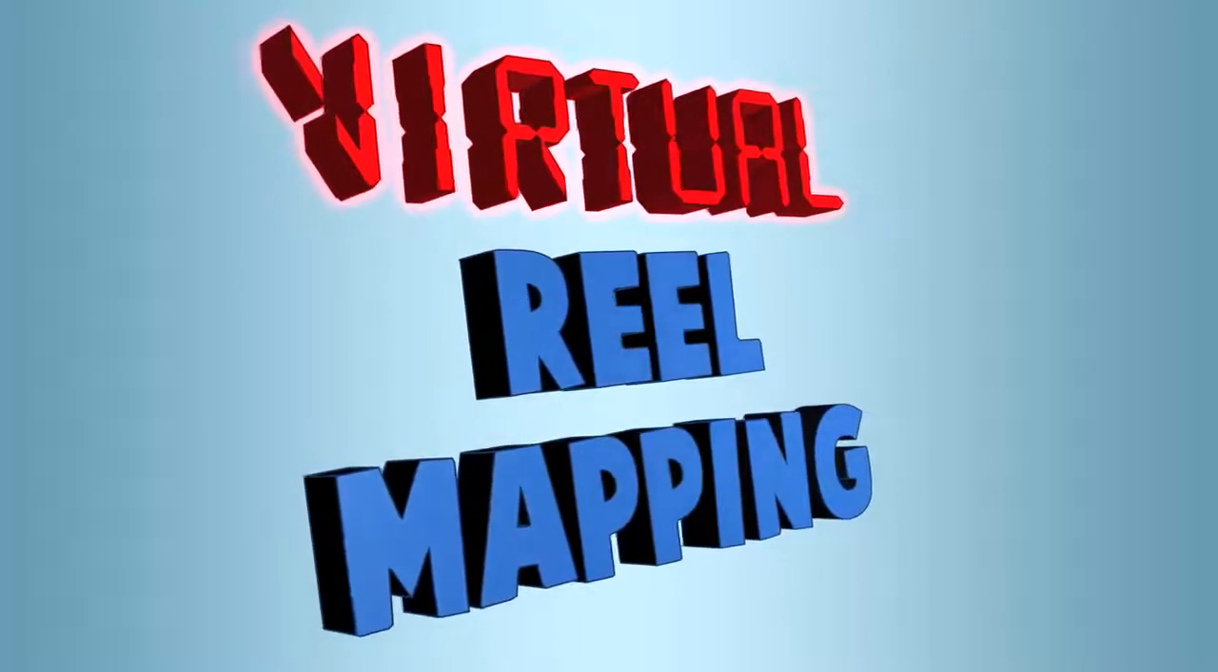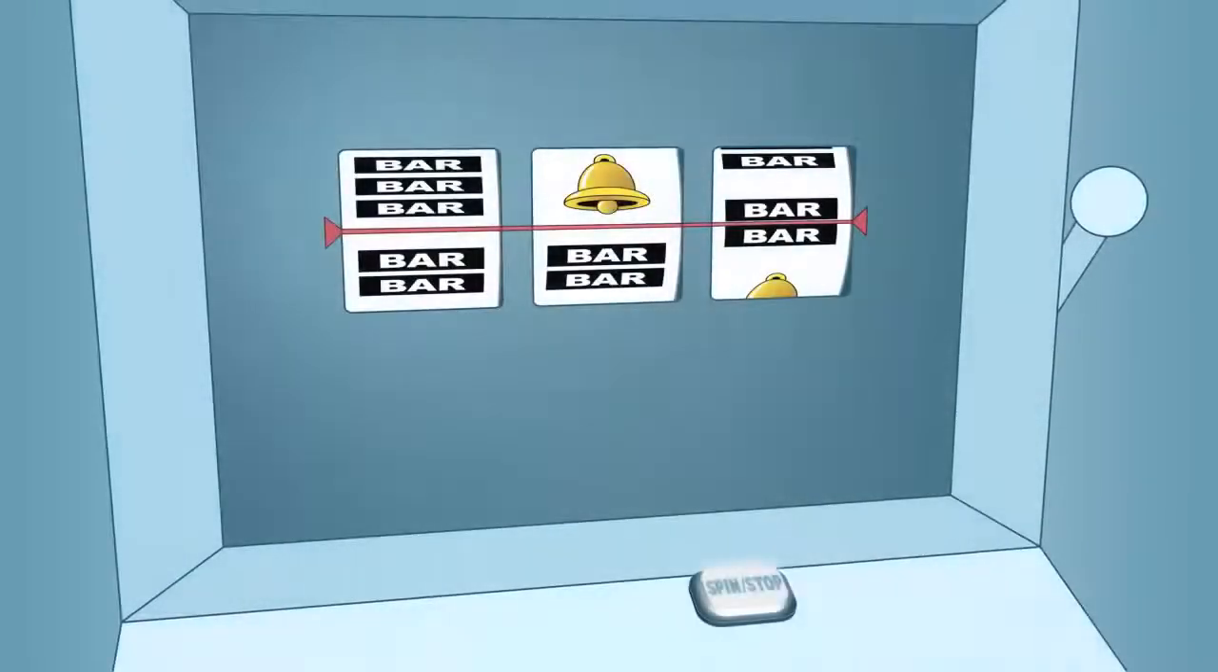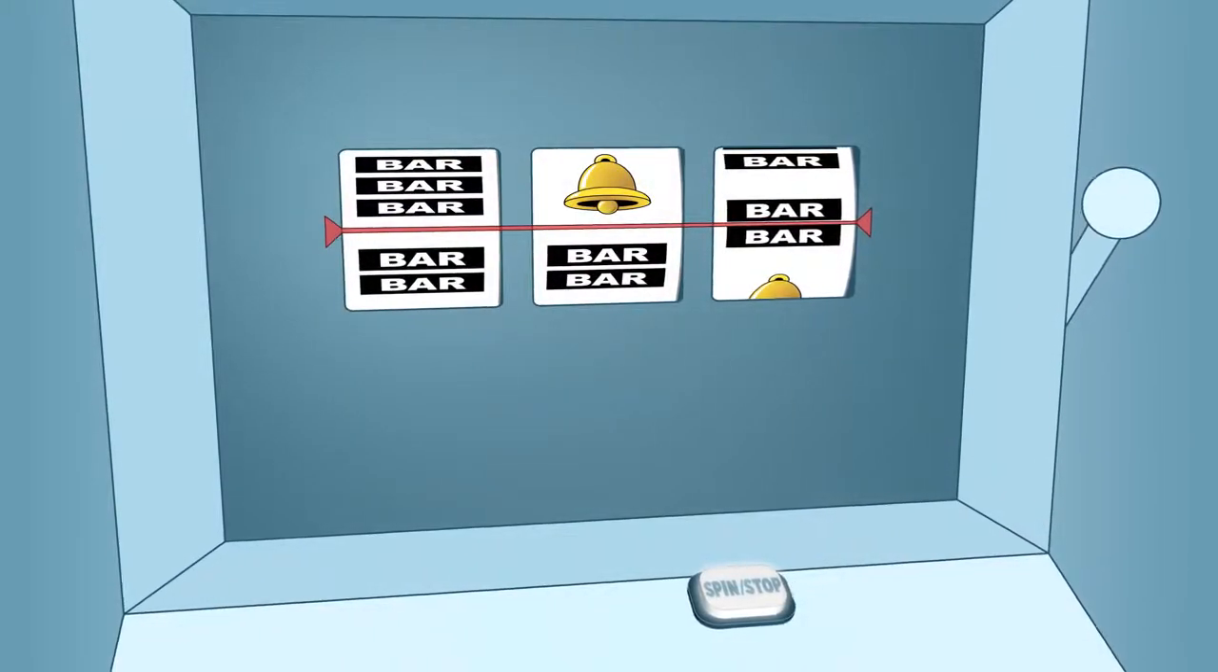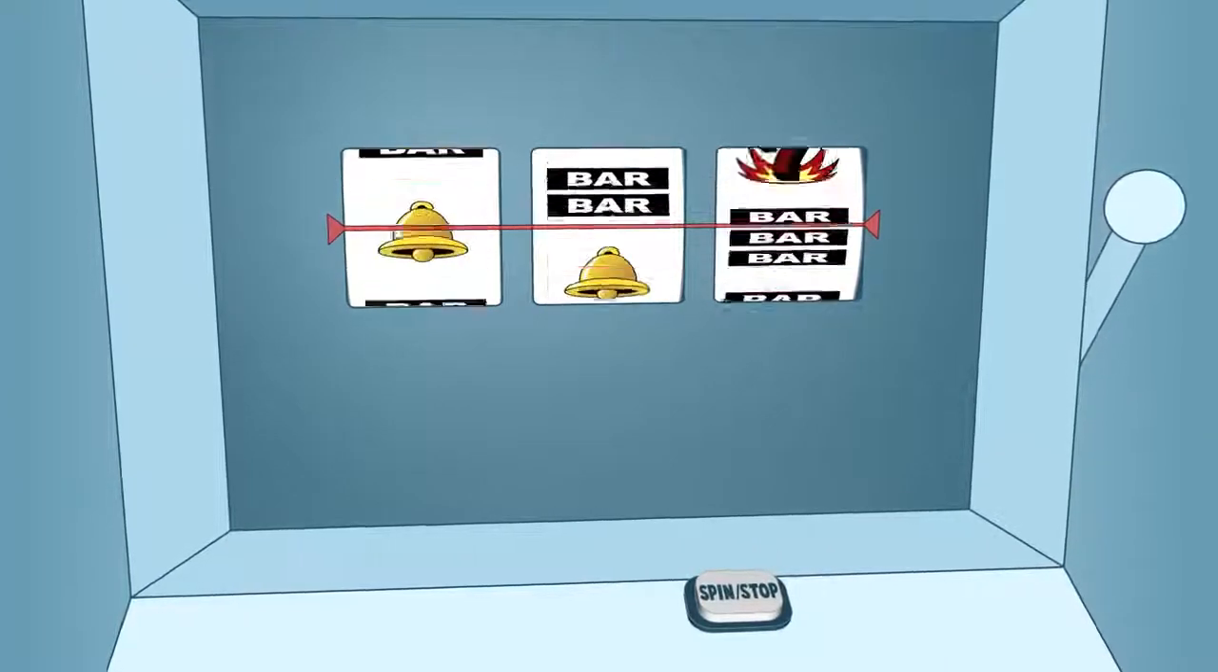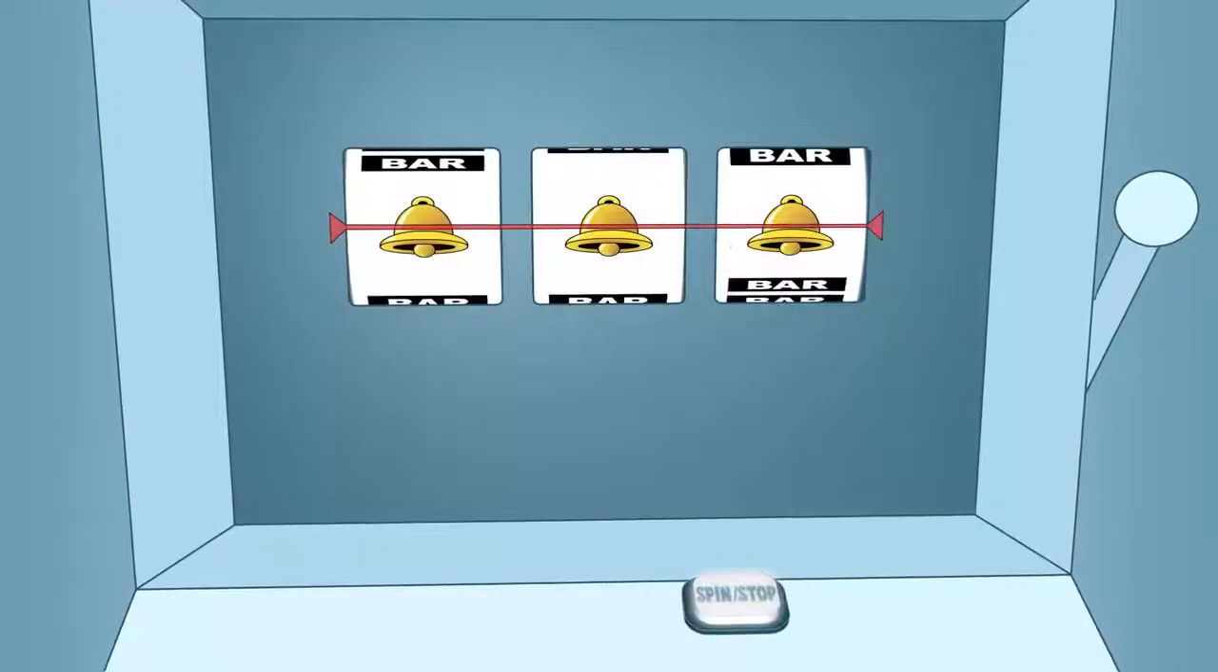Virtual reel mapping. Mechanical reel slot machines have physical reels that spin. The simplest of these games has only one pay line. The player wins or loses depending on what is on the pay line.